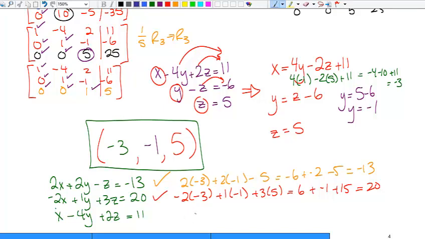And then I have x, which is -3, minus 4 times y, which is -1, plus 2 times z, which is 5, and let's see what that adds up to be. -3 plus 4, which is +1, and 1 plus 10 is 11. So guess what? This is the only unique answer that works for all three equations, and I have found my solution.